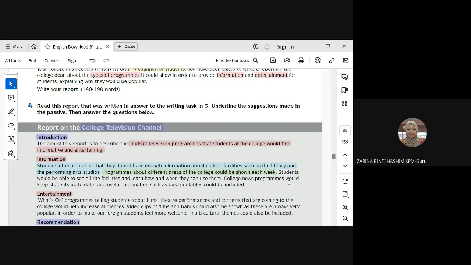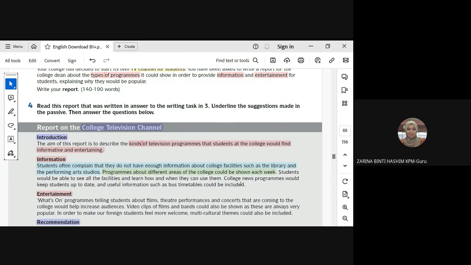So that is the first thing you need to include. Why do you want to have this program? Then you have to explain why you want to have this program. Students will be able to see all the facilities and learn how and when they can use them. That is one reason. So here you give the suggestion and then you give the reason. Remember, you must give suggestion followed by reason.